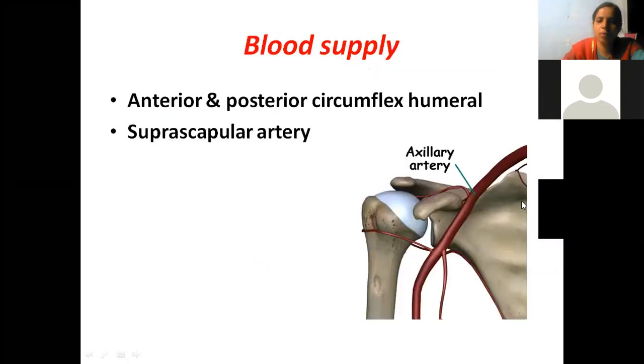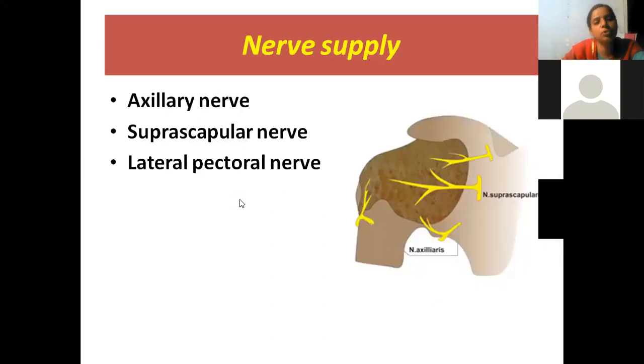Okay, now once we are done with all the features of the shoulder joint, what did we study? We studied the capsule, the bones taking part, the ligaments, the relations. Now we are doing the blood supply. We did the axillary artery as an essay question, isn't it? If you remember the axillary artery, I told you the anterior and posterior circumflex humeral and subscapular are branches of the third part of the axillary artery. These are the blood vessels giving blood supply to the shoulder joint. Coming to the nerve supply, nearby nerves we have the axillary nerve, then the suprascapular and lateral pectoral nerve.